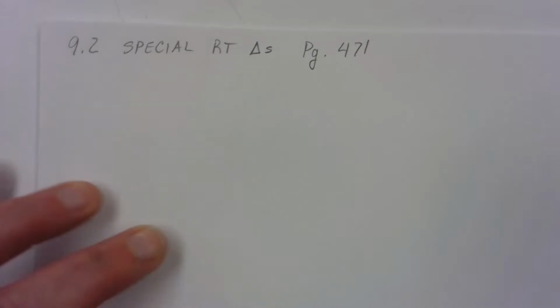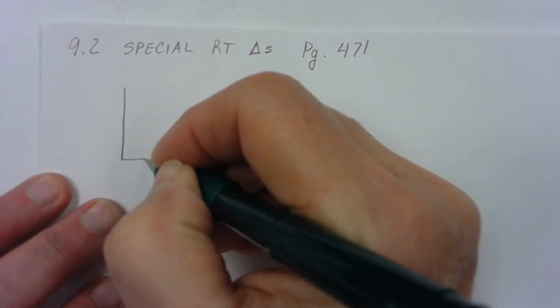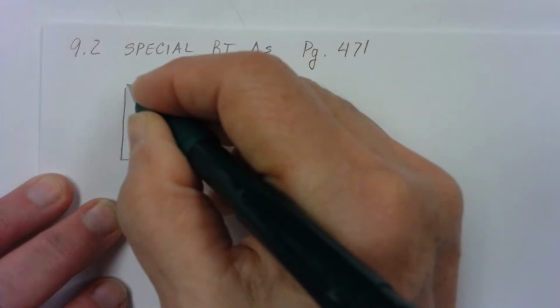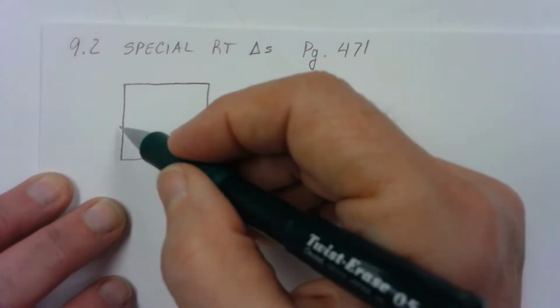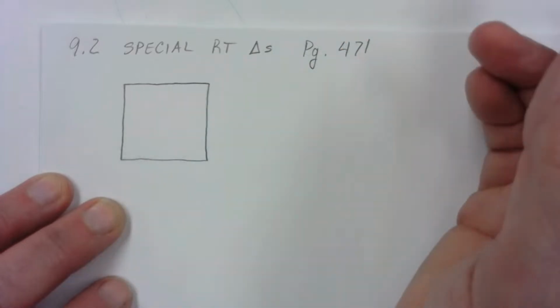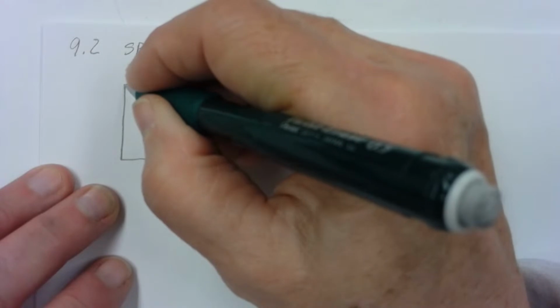The first one we're going to talk about is a 45, 45, 90. And the 45, 45, 90 comes from a very important thing in our existence, the square. And the square has all four sides the same, as you know, and all four angles are right angles. It is also a rhombus. It's also a rectangle. You learned that prior to this.